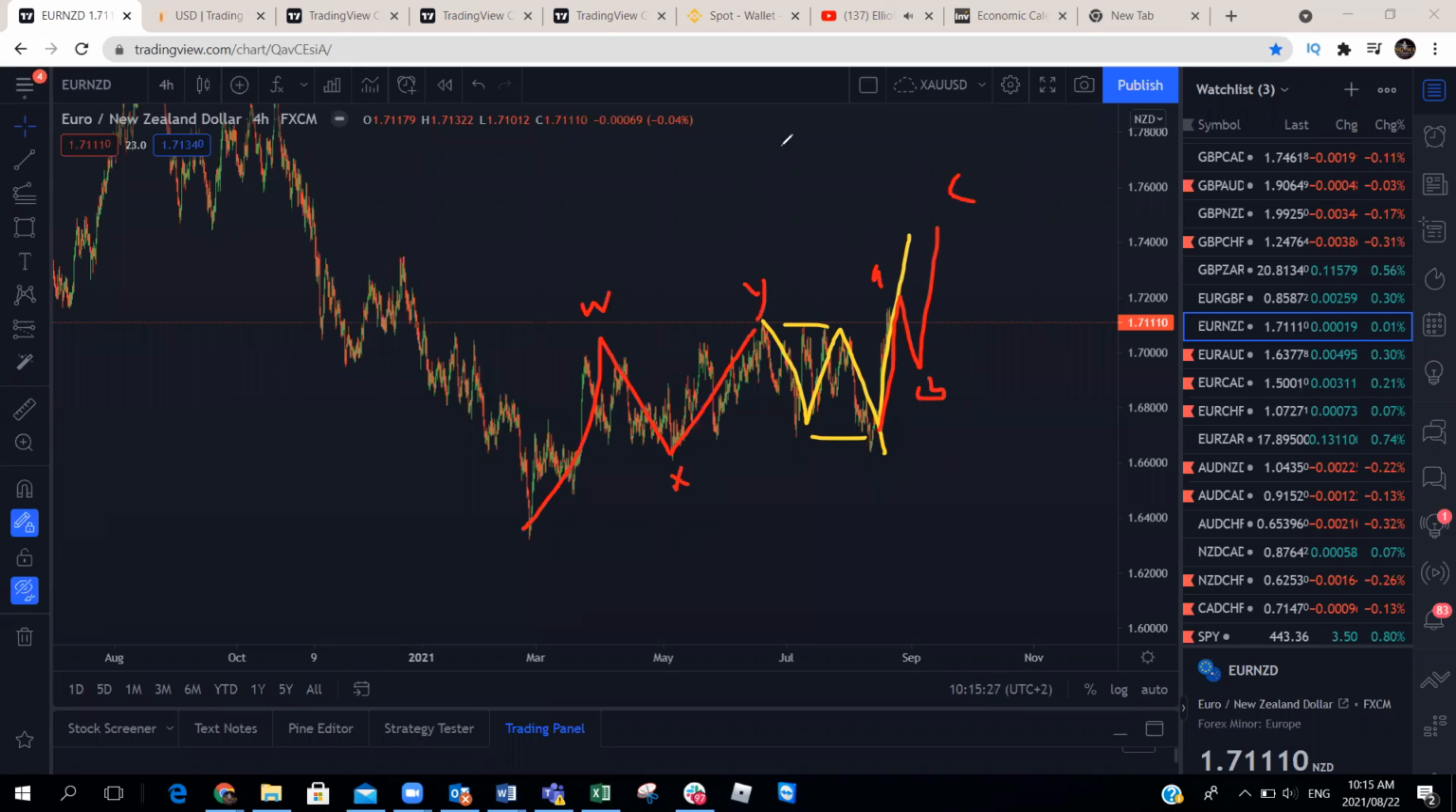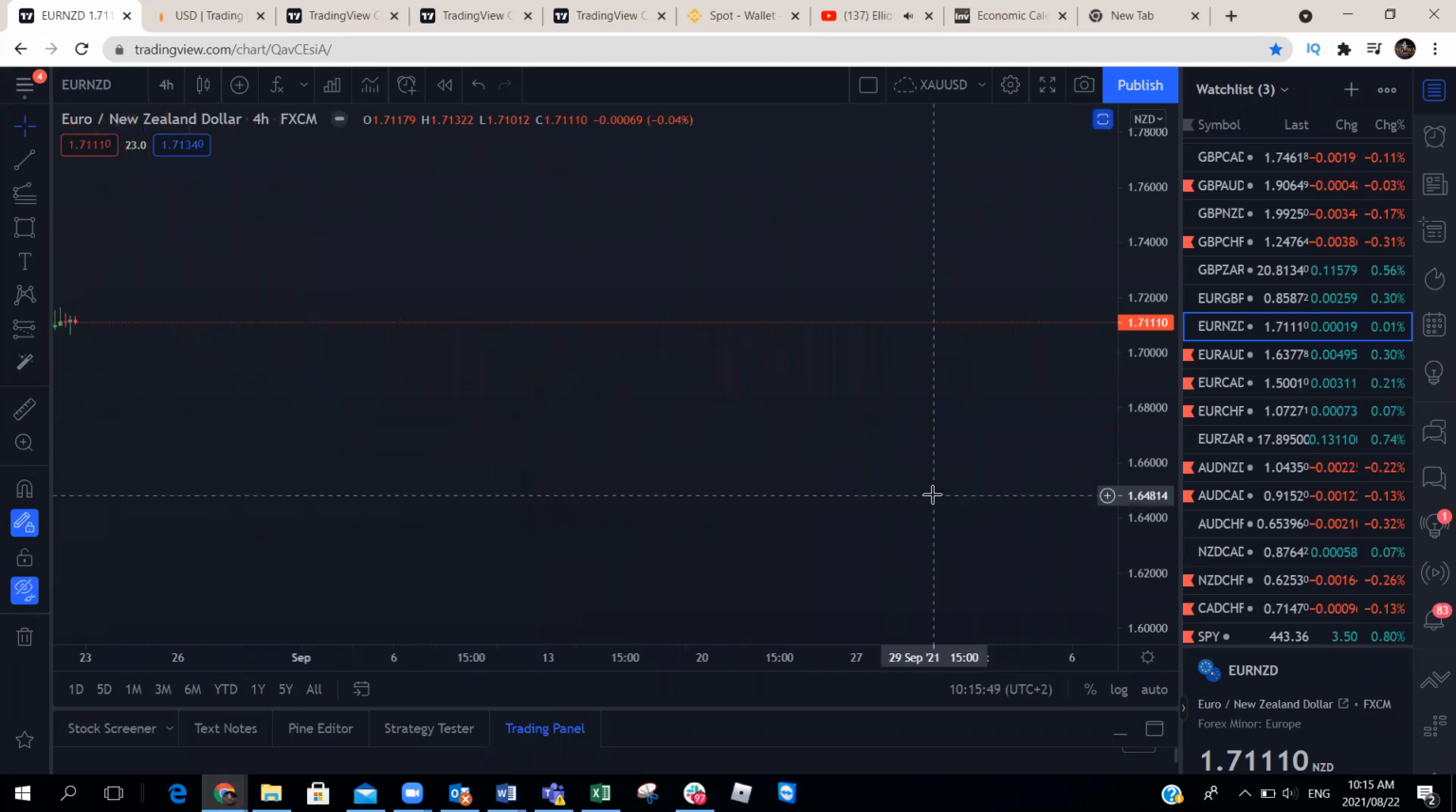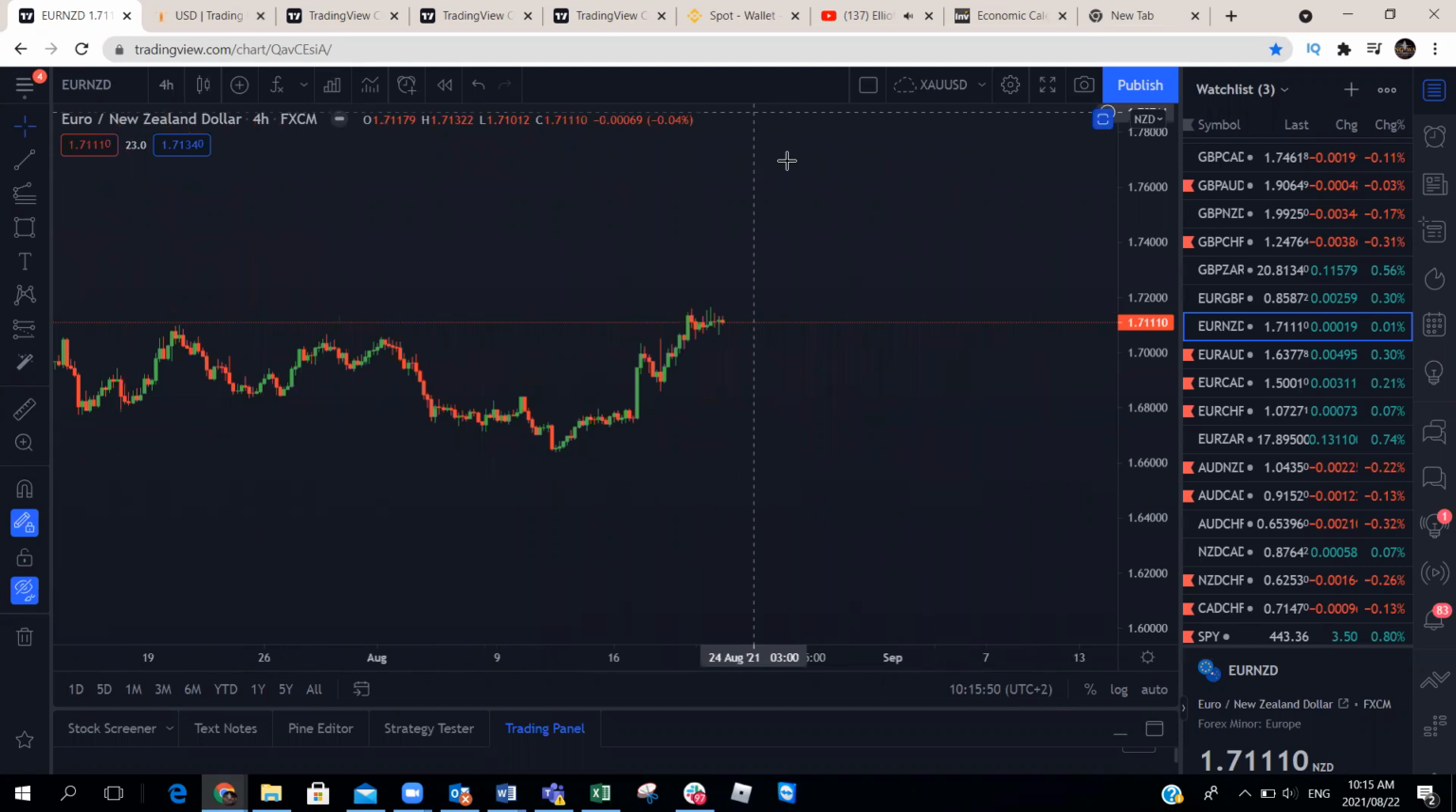So we've got this one here as a WXY, and similarly you would have ABC here, and this will give us a bigger WXY corrective structure. That's how we're going to be looking at the market. For now, a pullback to the downside. Right, so that is Euro New Zealand. It looks like we're still setting up for more upside here, correcting for more upside on the New Zealand. So that's the pullback that we're looking for before continuation to the upside.